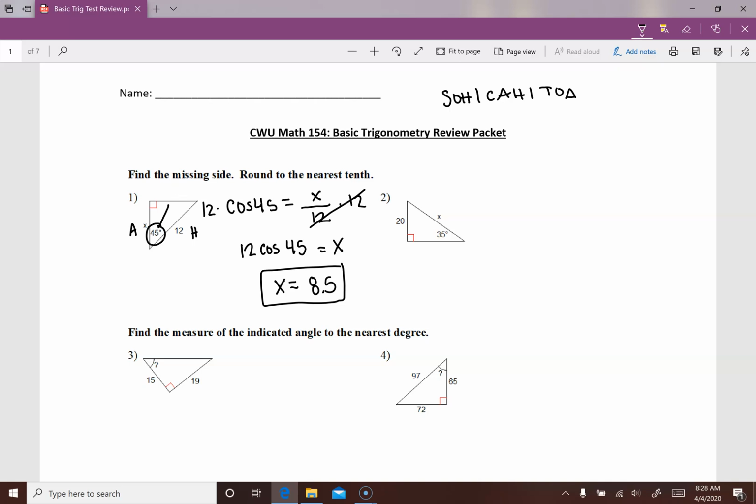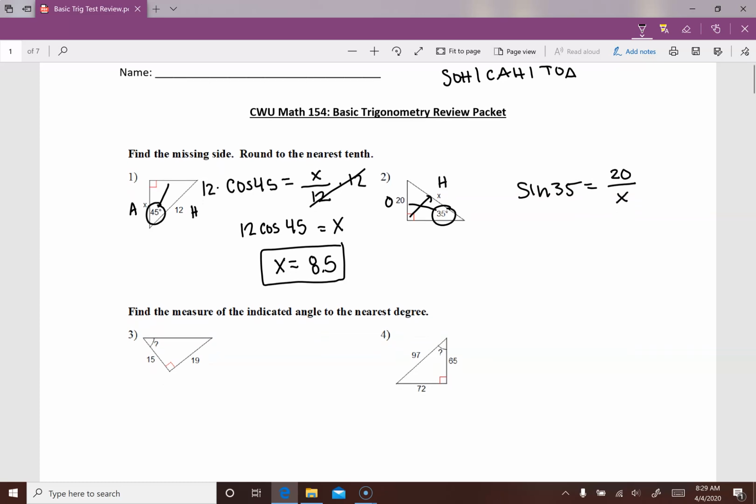All right, next problem here. Again, we're going to circle our angle, label our sides. This is our opposite. This is our hypotenuse and our adjacent. Here we do not need the adjacent. We're dealing with O and H, so that's going to be sine. So that's going to be the sine of 35 equals opposite, which is 20, over hypotenuse, which is x.